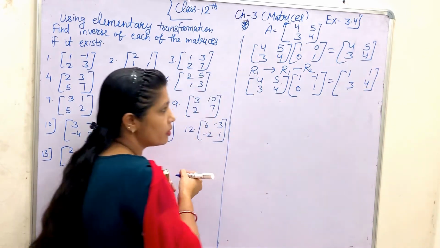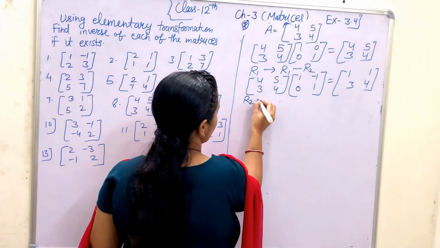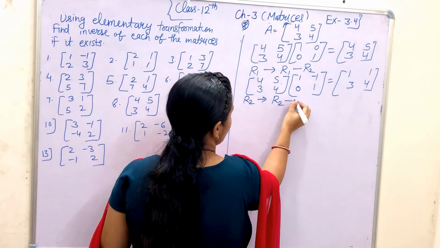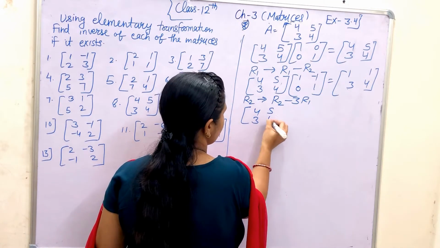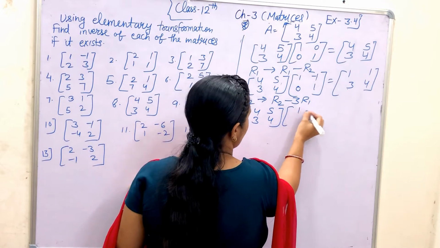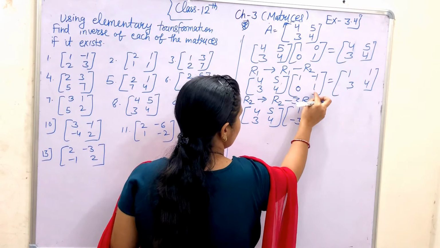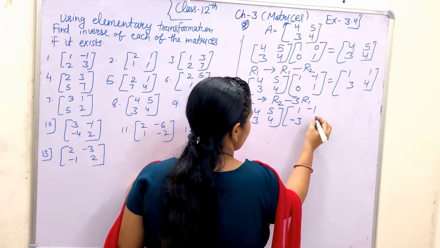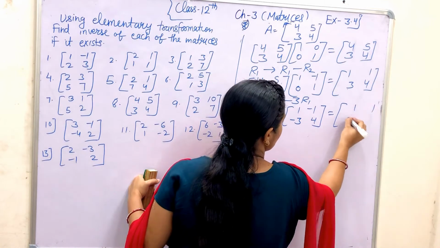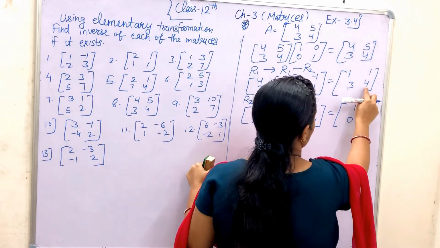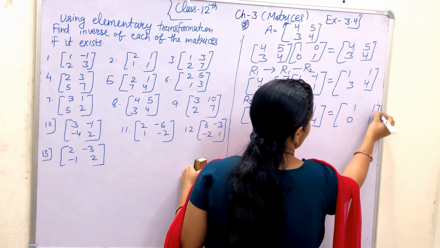Now we make our 2, 1 element as 0. So we change our R2 by R2 minus 3 R1. We get 4, 3, 5, 4, 1 minus 1, minus 3, 0 minus 3, 1 minus minus plus 3, that is 4. Here we get 1, 1, 0, 4 minus 3, that is 1.